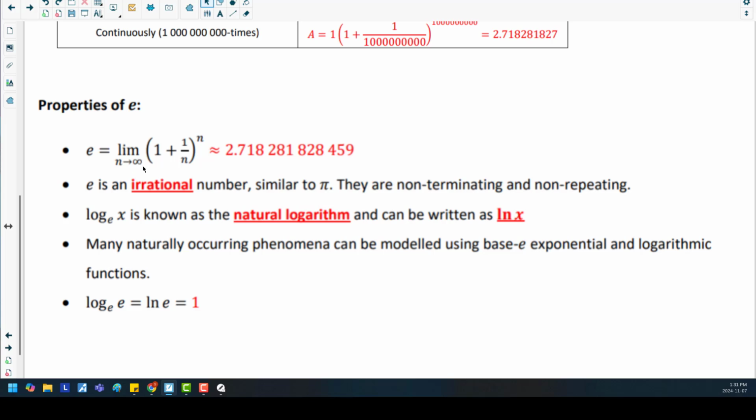So this is a special number, and the way to solve it is to take the limit as n goes to infinity of 1 plus 1 over n to the power of n. And you get this value here. And obviously it continues. It's approximate because we can't have an exact value. There's no such thing. It just goes on forever.